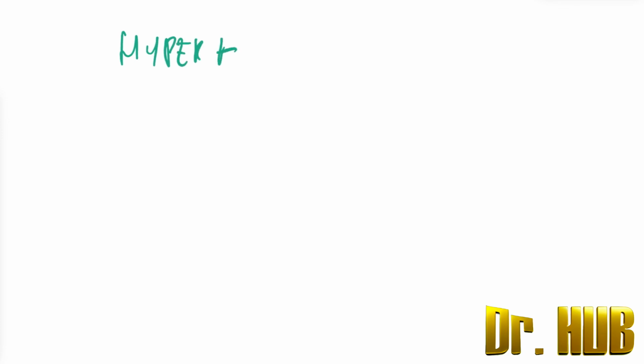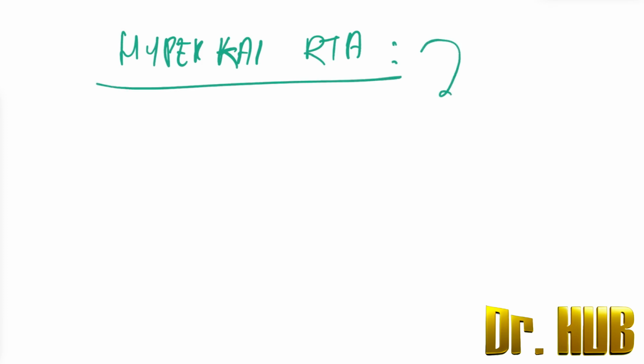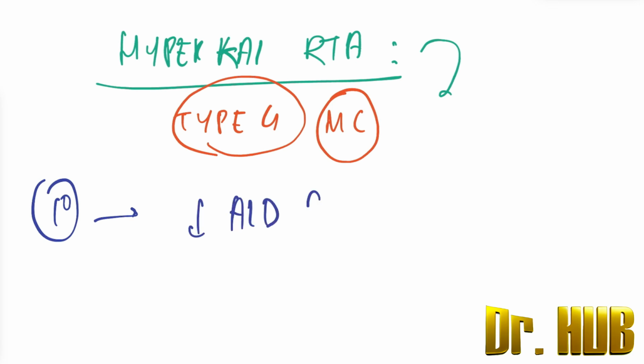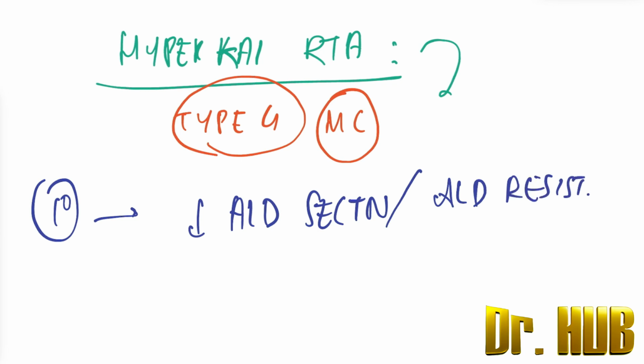Here in hyperkalemic RTA, we are looking at type 4, which is the most common. What is the primary defect? The primary defect is a decrease in aldosterone secretion, or aldosterone resistance. Now what is the plasma HCO3 level here?